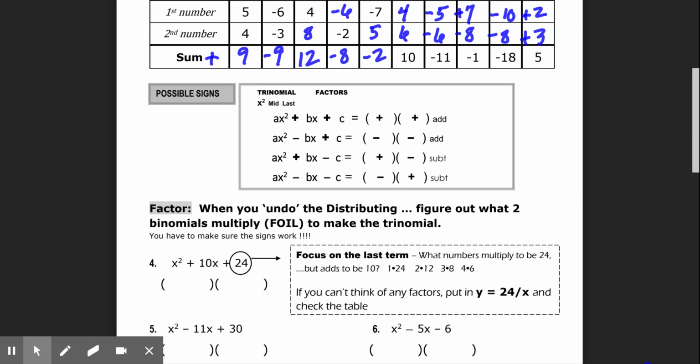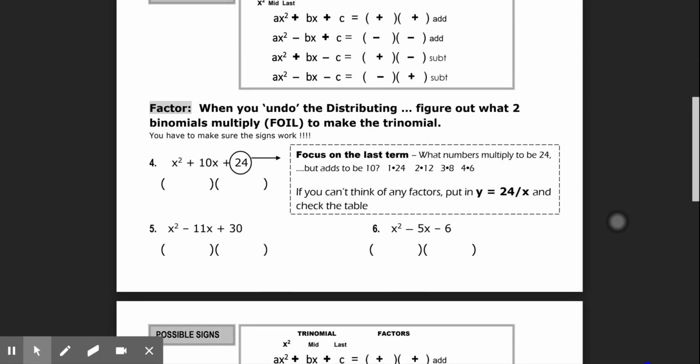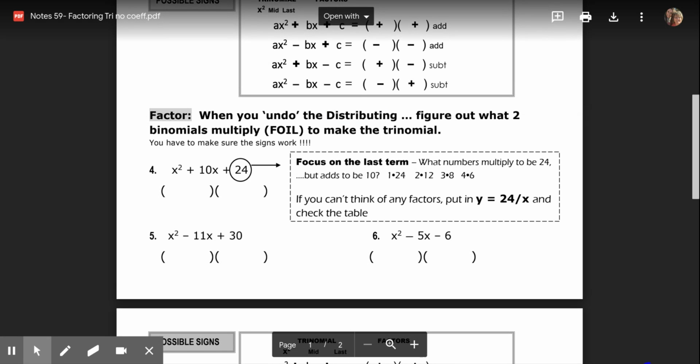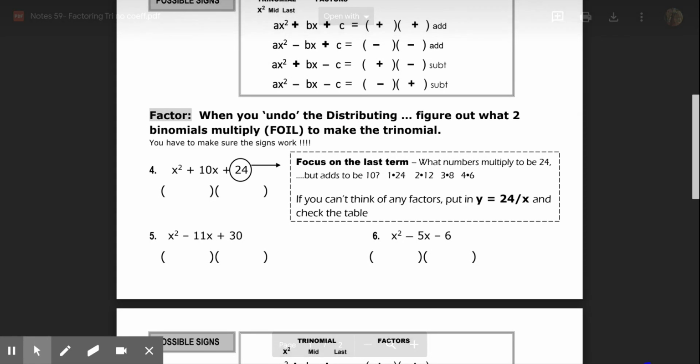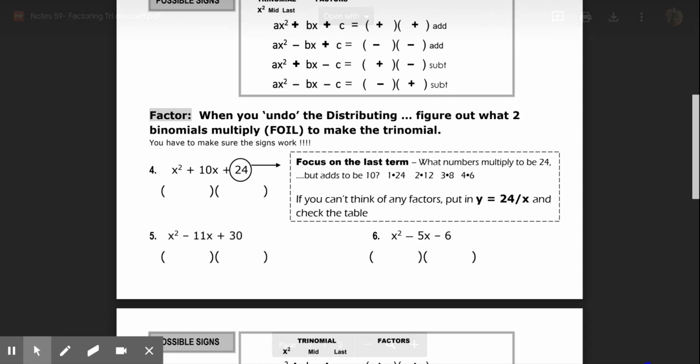I think it would be helpful, just another tool to have in your back pocket for later on. Here it says when you undo the distributive, you are basically factoring. So figure out what two binomials multiply, the FOIL method, to make the trinomial. You have to make sure the signs work. In this case, we were just practicing this. You need factors of 24 that when you multiply them, add up to 10. So it says focus on the last term.